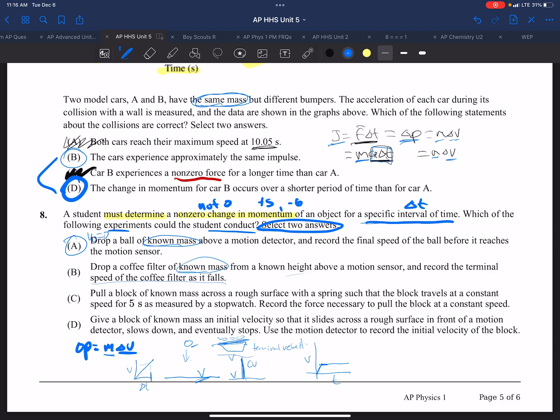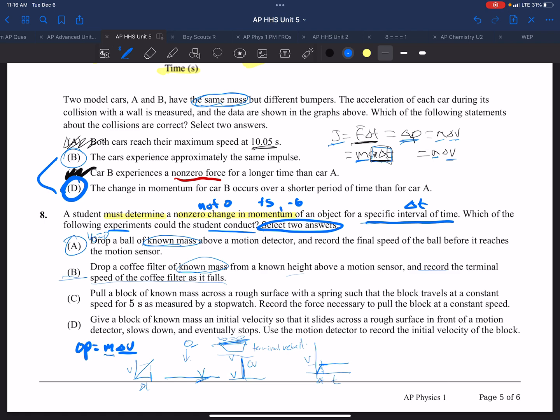It's a known height. Record the terminal speed of the coffee filter as it falls. We know this terminal speed here. And so the question then becomes, what's the time interval? The time interval that there's a change in momentum would be this delta t, not the entire one. So B could be an answer, depending on how the other choices work out.